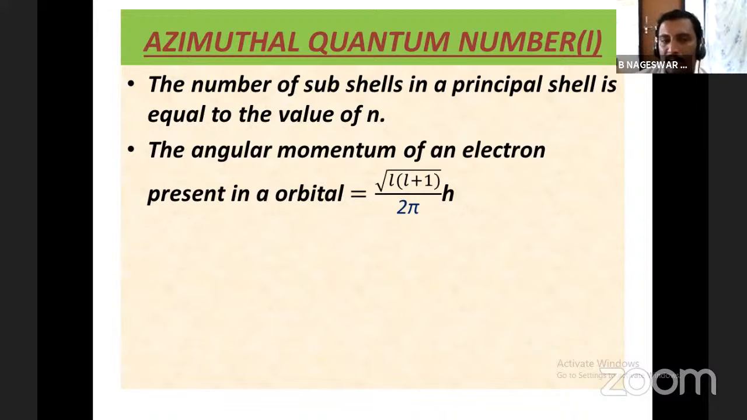Angular momentum of an electron I have also given. The value of angular momentum of an electron present in an orbital is equal to square root of L into L plus 1 into h by 2 pi, where L is the orbital angular momentum quantum number and h is Planck's constant. Already we know pi is a mathematical factor, pi is equal to 22 by 7 or 3.14.